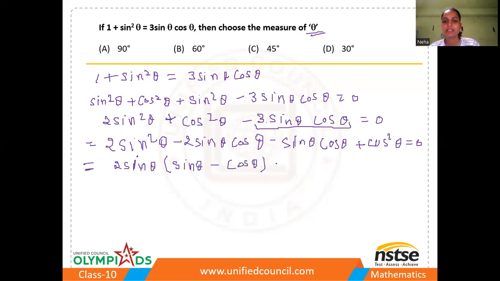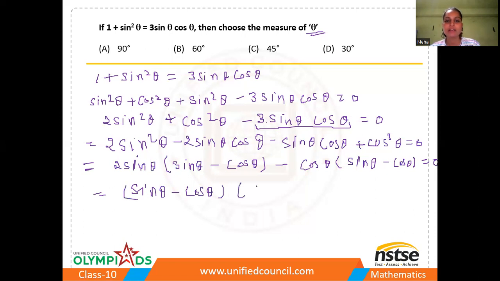Here, similarly, in this part I can take minus cos theta as common. So it becomes sin theta minus cos theta is equal to 0, right? Now, from the complete equation, I can take sin theta minus cos theta as common. The next two terms will be 2 sin theta minus cos theta. Is this clear till here?